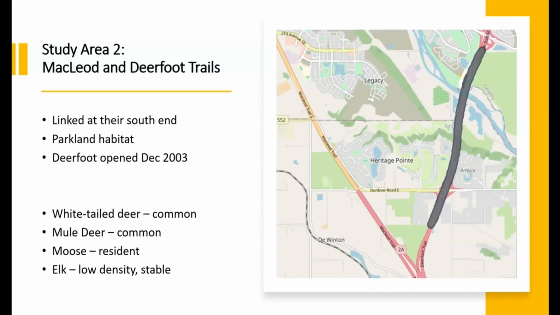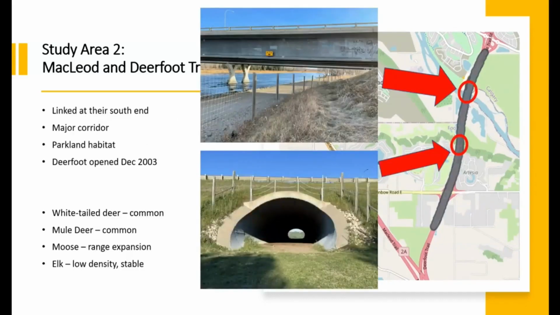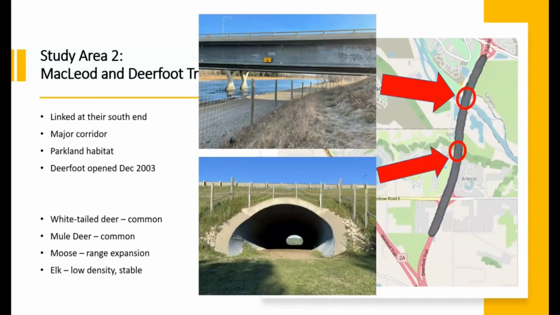The Deerfoot Trail extension included the construction of 4.5 kilometers of wildlife fencing, shown here in gray, and also two underpass opportunities here, one at the river bridge, and another specific underpass along the south end of the valley. Both highways pass through parkland habitat with a mixture of urban and acreage development. And there's also a 27-hole golf course in between each trail as well. White-tailed deer and mule deer are common, and moose have been undergoing a range expansion into the area over the past 20 years, and there are also occasional sightings of elk.